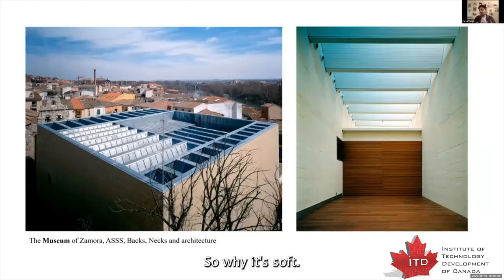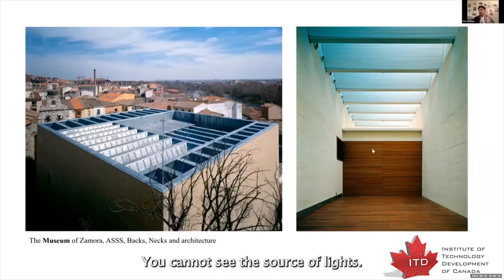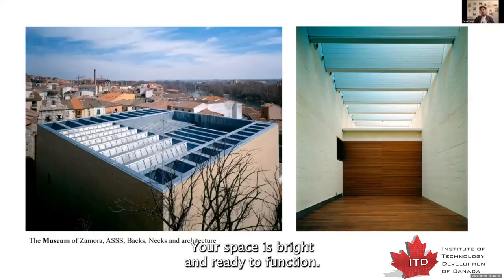So why is it soft? Why is it safe? Because when it comes to the interior space, we break that too many times. You cannot see the source of light. You won't get any glare. You just get the illumination. You won't see any source of light. Do you see anything? No. You just get the light, your space is bright and ready to function. This is the way indirect lighting works.